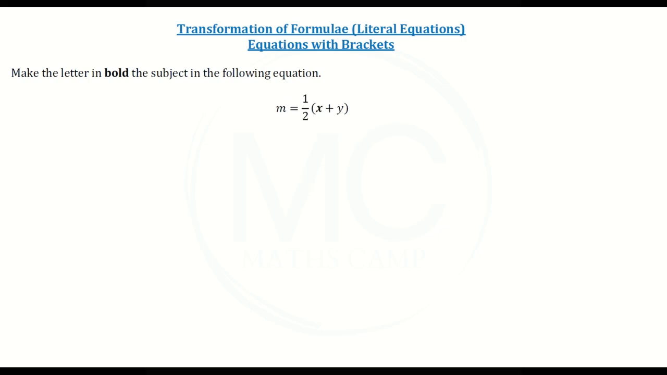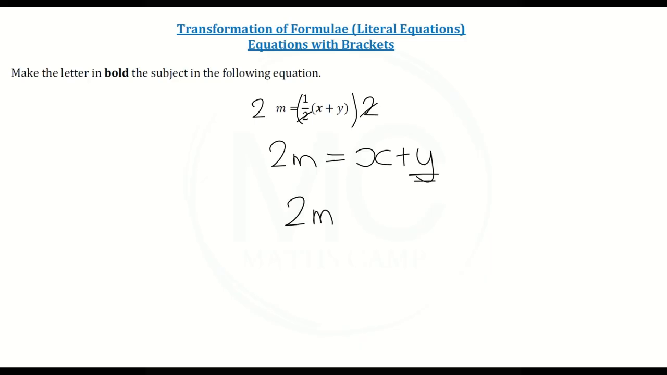Let's do another one. M is equal to 1 over 2 multiplied by the bracket x plus y. The bracket is multiplied by 1 over 2. So we're going to divide by 1 over 2. But remember that when you divide by a fraction, you're actually multiplying. So in this case, let's multiply both sides by 2. On the left, I now have 2m. On the right, the 2's will cancel, and I'm left with x plus y. To get x by itself, I'm going to move this y over here. So I say 2m minus y is equal to x.